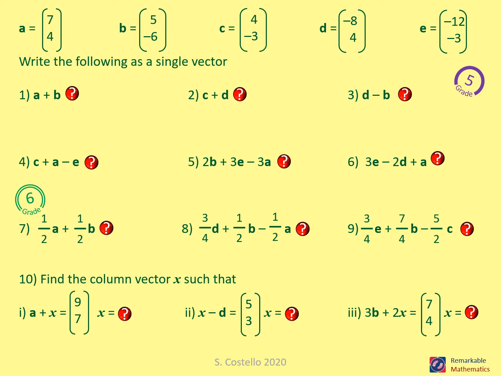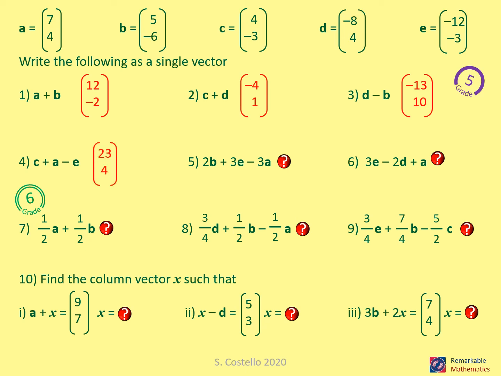Right, question 1. A plus B is (12, -2). Question 2. C plus D is (-4, 1). Question 3. D minus B is (-13, 10). Question 4, C plus A minus E. You add together C plus A, and then we're going to minus E from it, and that's what we'll end up with. (2, 3, 4).